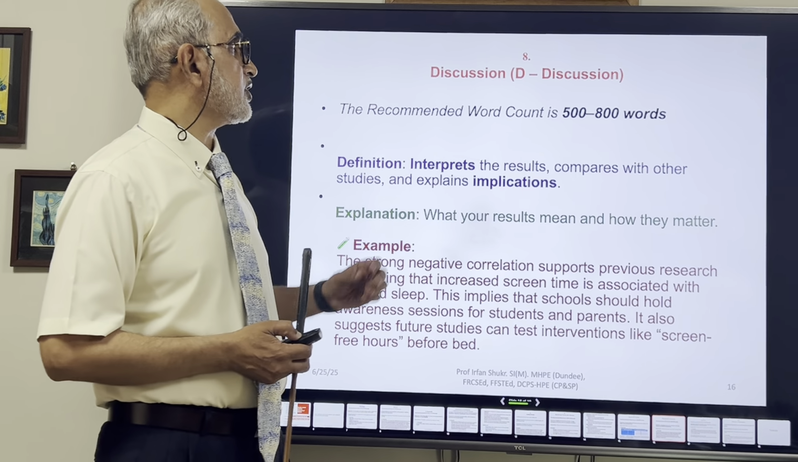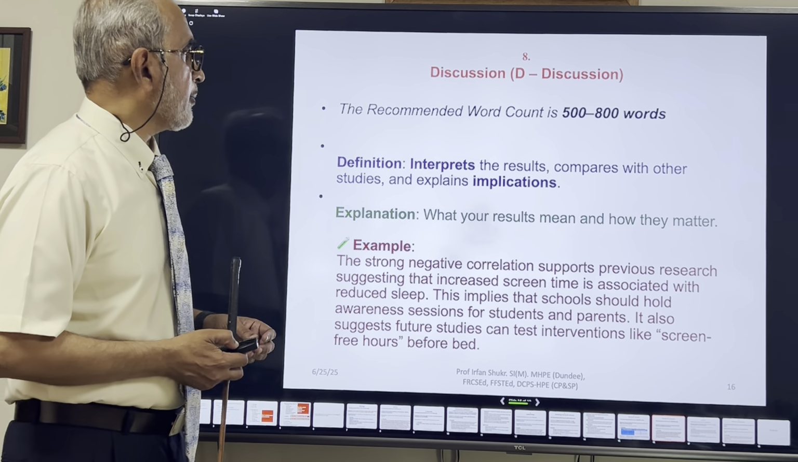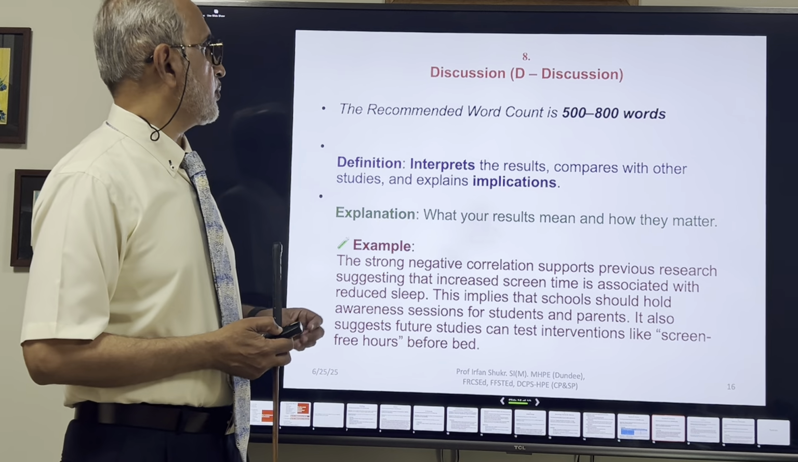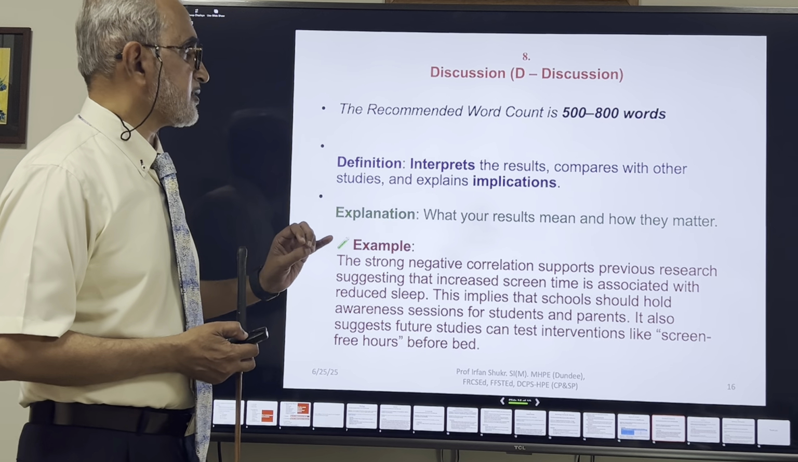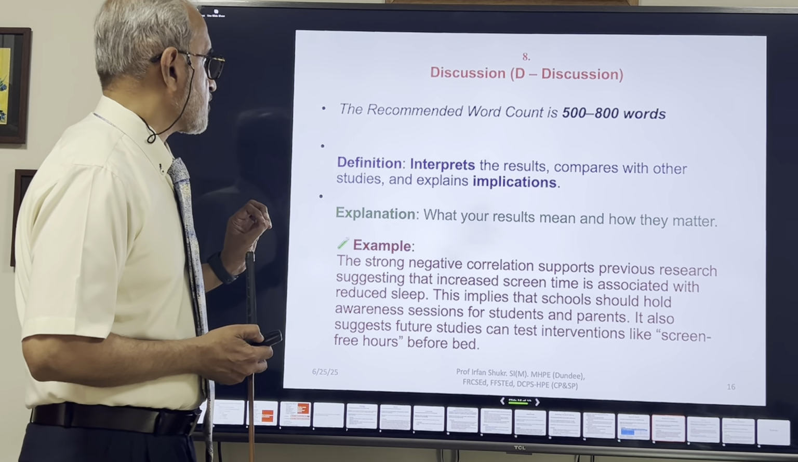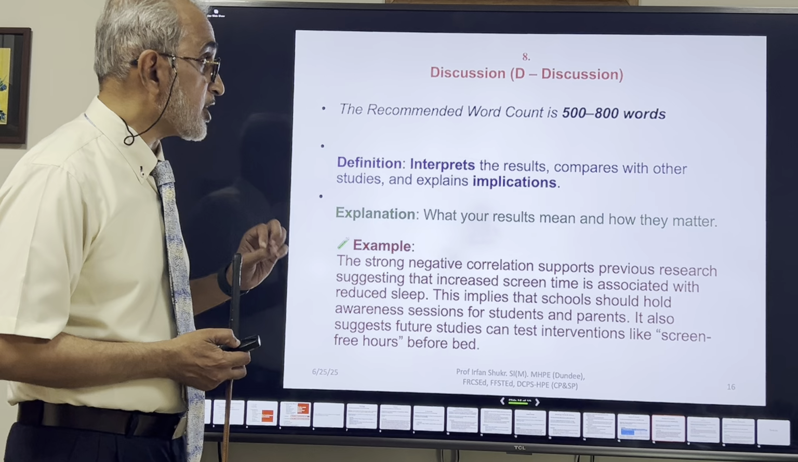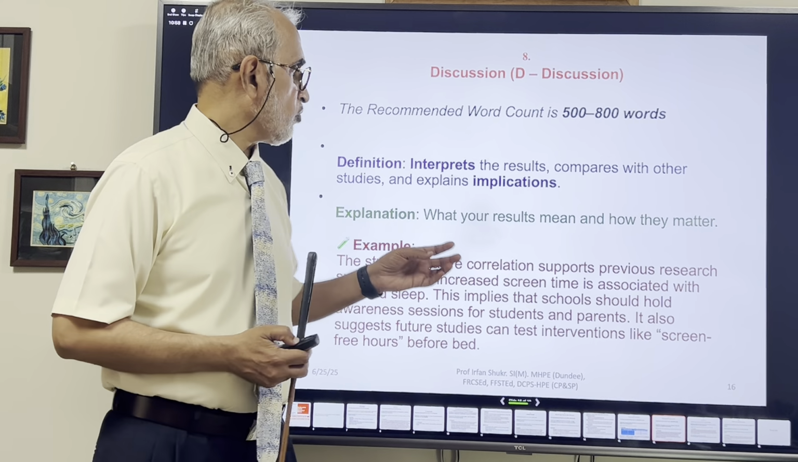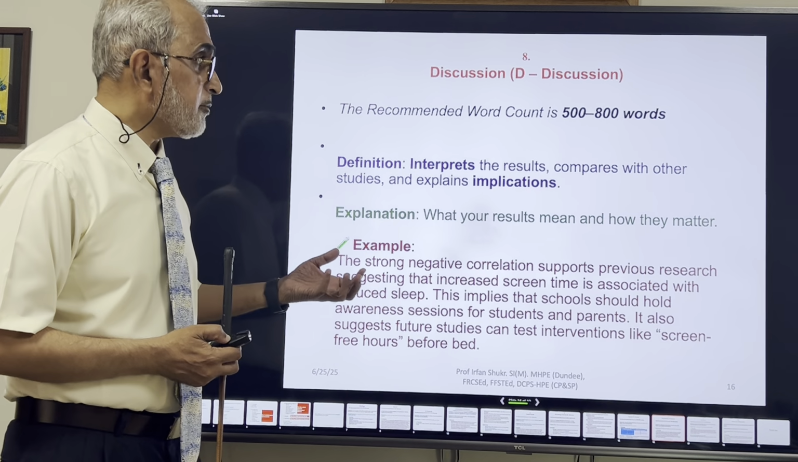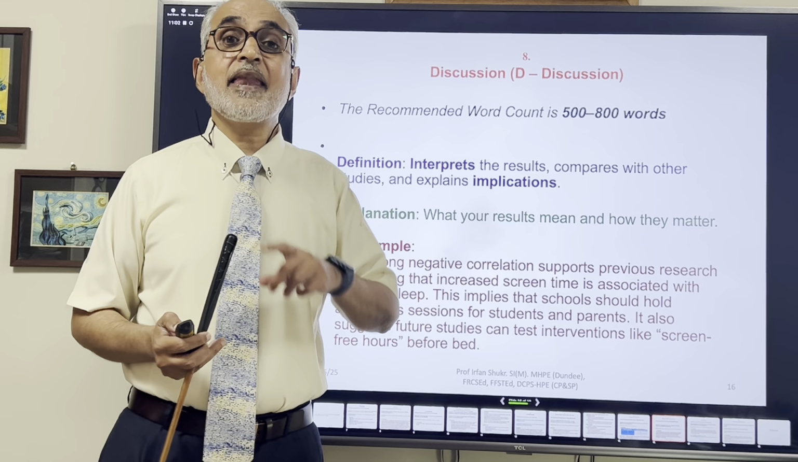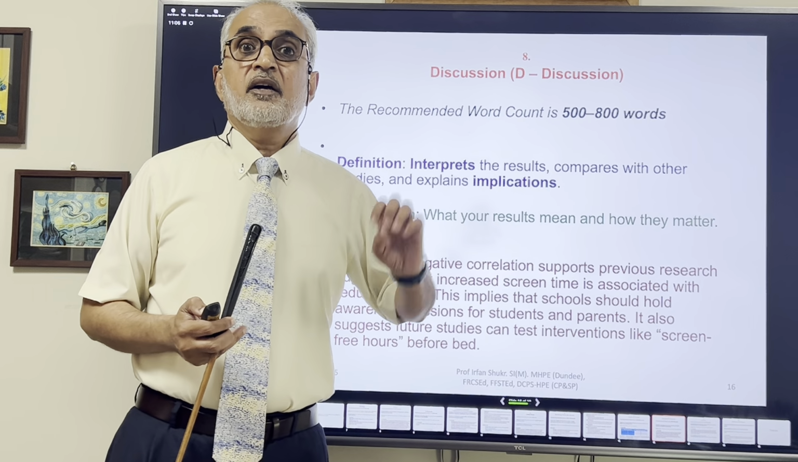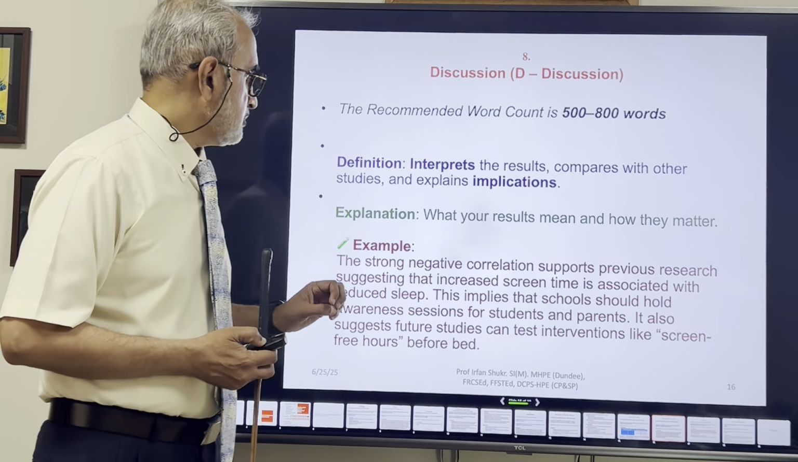Then comes the discussion, which is point 8. Recommended word count 500 to 800 words. It interprets the result, compares with other studies, and explains the implications of this study. What your results mean and how they matter in light of the knowledge already available.